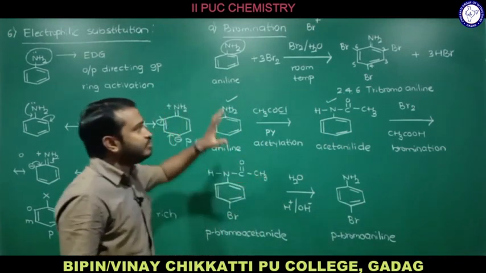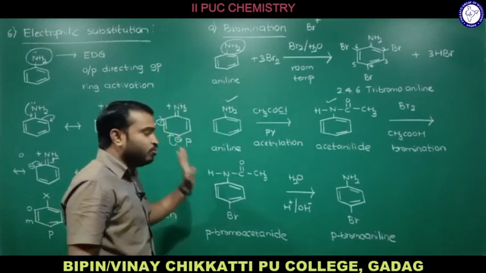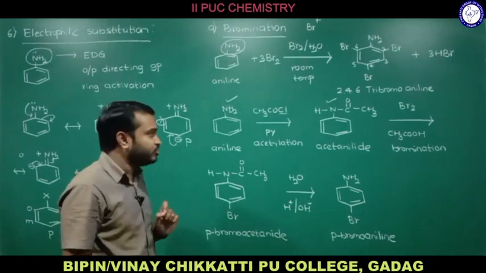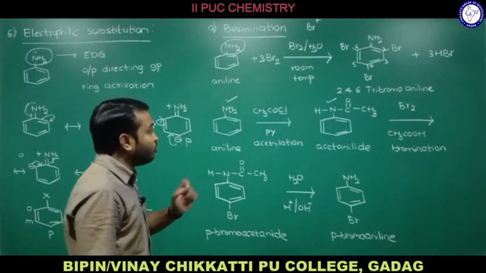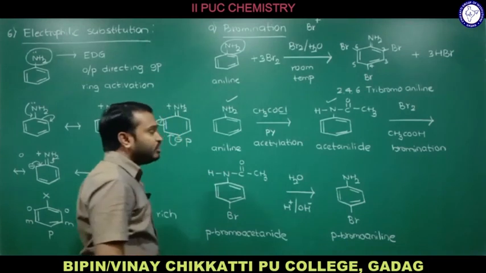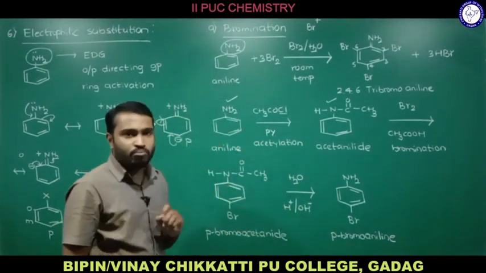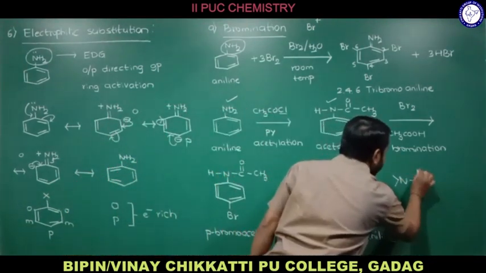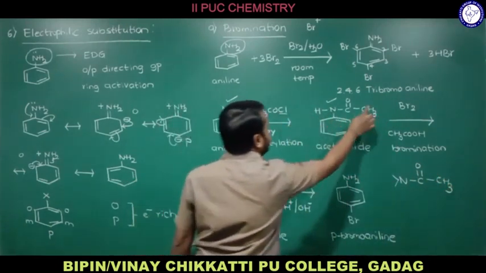So if you want a tri-substituted product, you consider bromine water at room temperature, and if you want a mono-substituted product, you need to carry out acetylation. After that, the bromination. And now one question arises again here: in aniline we got both ortho and para directing, so why, if you convert to acetanilide, are we going to get para-bromo-aniline? What is the reason for that? The reason is the group that we converted. See here, this is the group I consider here. So this is the same group that I converted in the case of acetanilide.